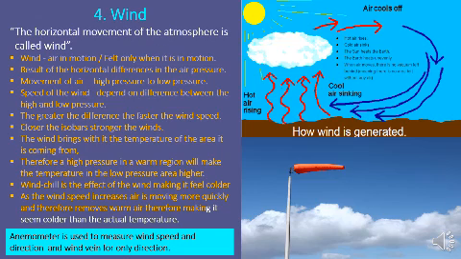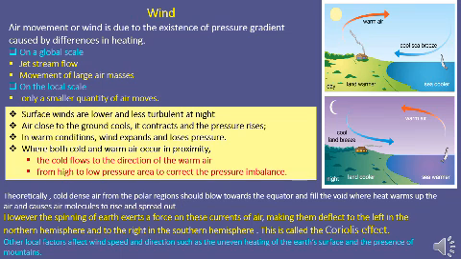Anemometer is used to measure wind speed and direction, and wind vane is only for wind direction. Air movement or wind is due to the existence of a pressure gradient caused by differences in heating. Wind is measured on two scales, on a global scale and on the local scale. On the global scale, it is done as stream flow, jet stream flow, and movement of large air masses. In case of local scale, only a smaller quantity of air moves.